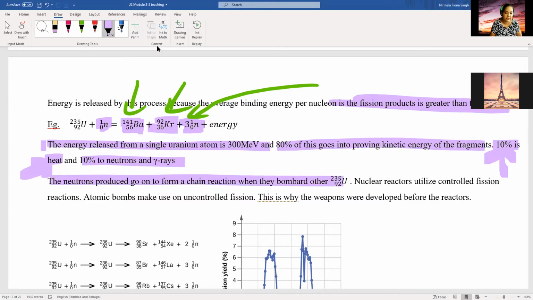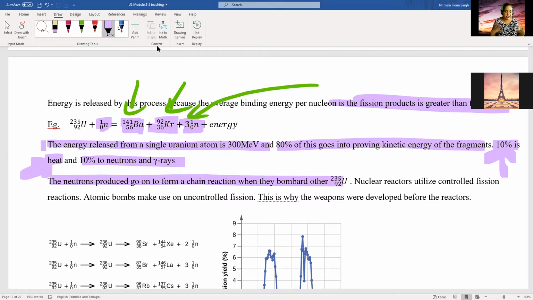Nuclear reactors utilize controlled fission reactions. Atomic bombs make use of uncontrolled fission. This is why weapons were developed before reactors, because we had no idea. We were just there playing. Let's take this and let's hit it with something else, and we get a big boom. Right? Then they realized, if you use small amounts, we can control it.